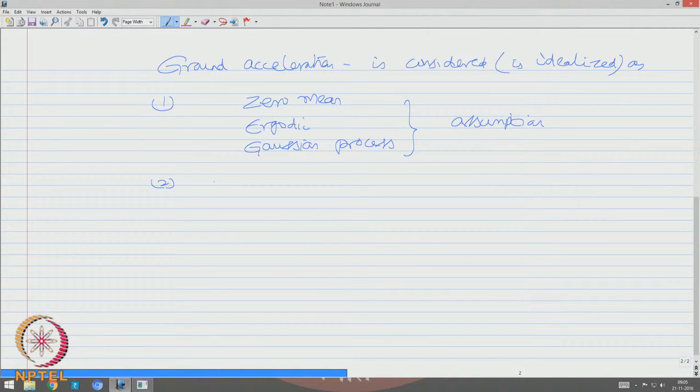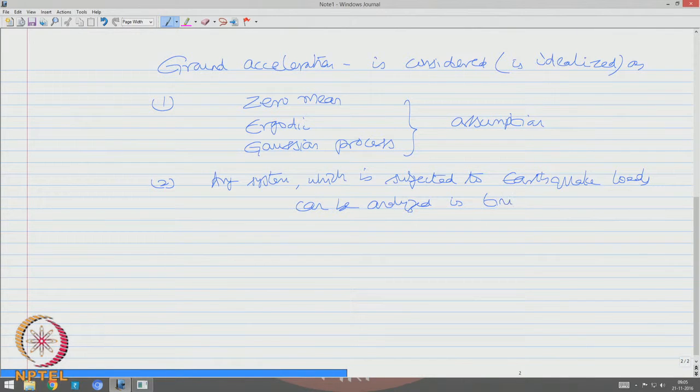The second stage is any system which is subjected to earthquake loads can be analyzed in time domain using a step by step algorithm. Many researchers have supported this statement and they have implemented this in dynamic analysis. I will show you a couple of references later in this lecture.